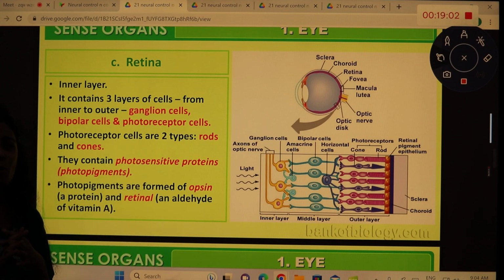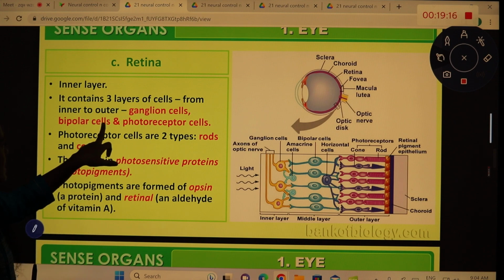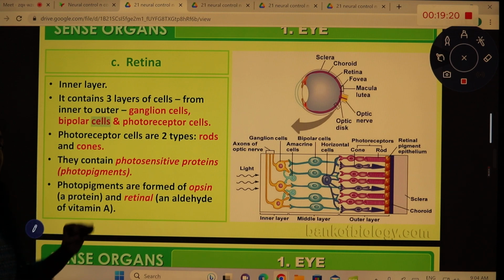Yesterday I told you about the bipolar neuron. Can anyone remember what is a bipolar neuron? One axon and one dendrite. Excellent. I told you yesterday, right? So bipolar neurons are neurons which have one axon and one dendrite. Okay, where are they present? They are present in the retina. So what are the three layers of cells? Inner ganglion cell, middle bipolar cell and outer photoreceptor cells.